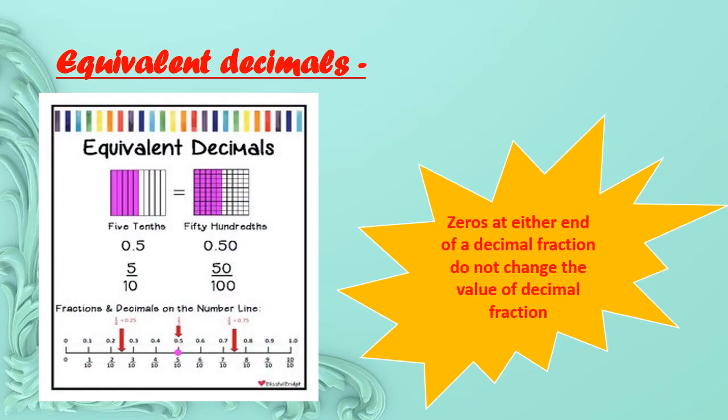As we can see, on the left side we have 5/10, and on the right side we have 50 hundredths. Both have the same value, as we can write 5/10 as 0.5 and 50 hundredths as 0.50. So both are equivalent decimals. We can say that both are equivalent decimals. It will become more clear by going to the other example.